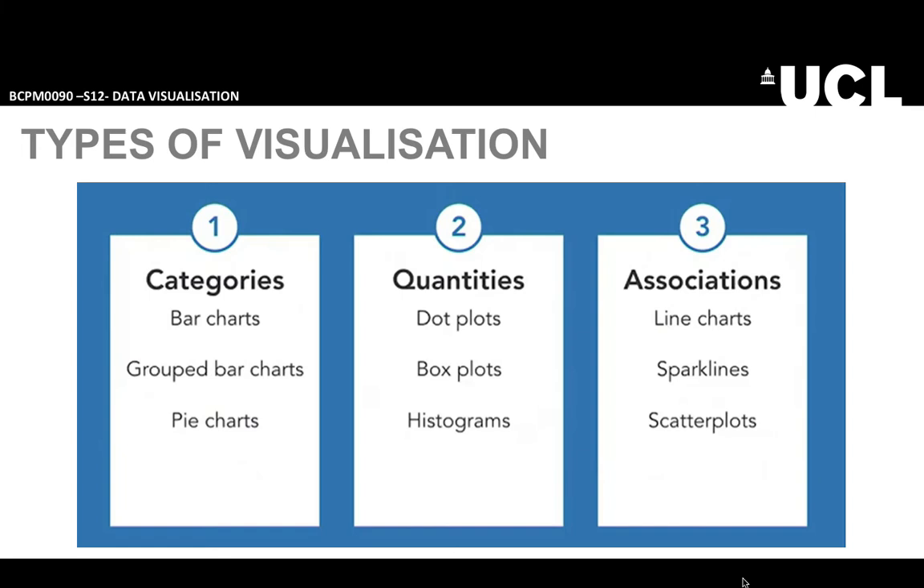And then we have a third group in which we include visualizations that work well for looking at the association between variables. This group would include line charts, sparklines, as well as scatter plots. They are very basic and fundamental things, but this type of visualization is going to give you an enormous amount of insight into the data that you have.